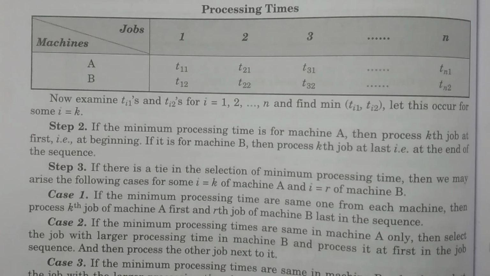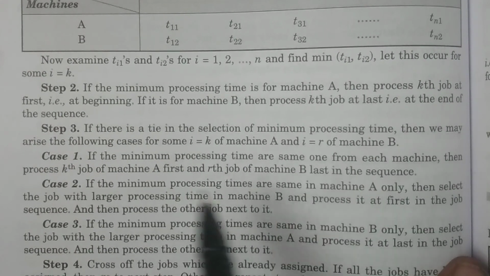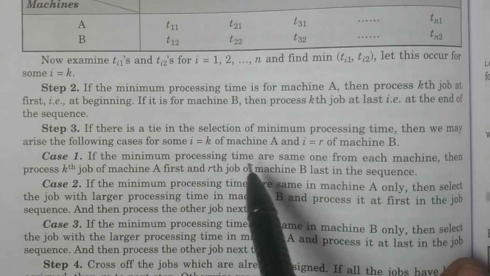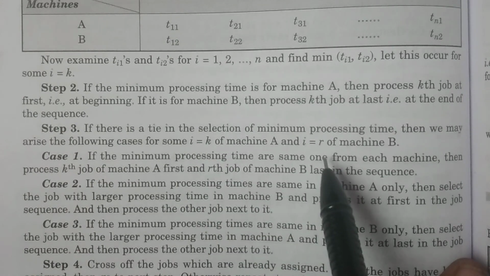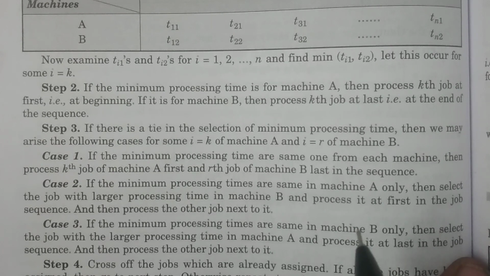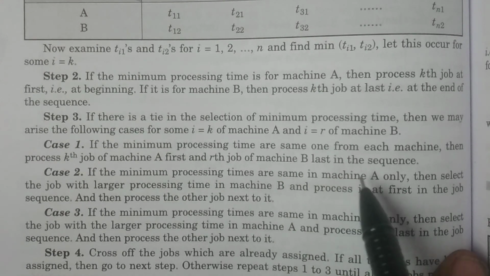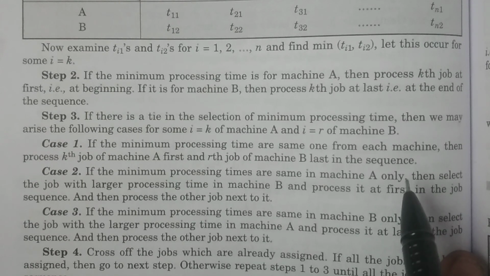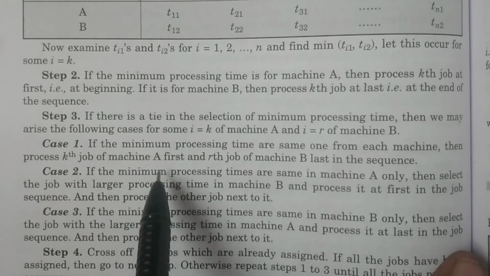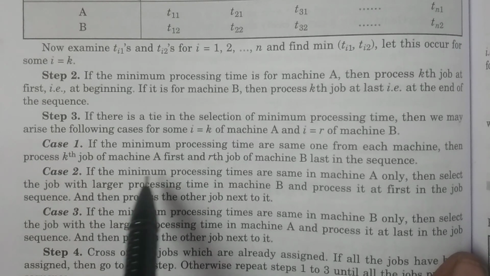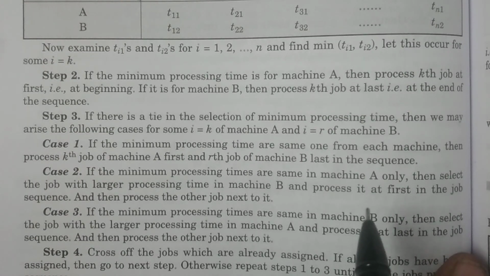Coming to step 3: if there is a tie in the selection of the minimum processing time, then the following 3 cases may arise. For some i is equal to k of machine A and for some i is equal to r of machine B, we are considering these 2 particular values which have a tie. In case 1, if the minimum processing times are the same, one from each machine, that is, one from machine A and another from machine B, then process the kth job of machine A from the first of the sequence, and the rth job of machine B from the last of the sequence, right? So this is case 1.